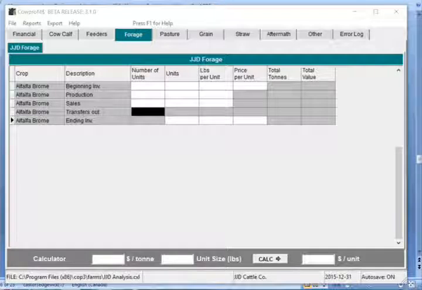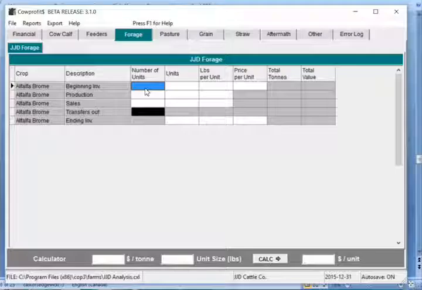Okay, let's continue on with the forage grid. Notice here, this is the way we set it up when we set up John and Jane Doe's case study. We called it JJD forage, and there's only one crop, alfalfa brome. And the first thing we need to do, as in most of the cases, is put in the beginning inventory.